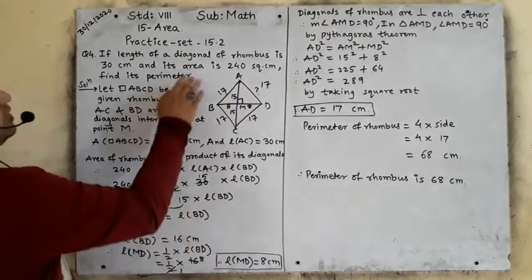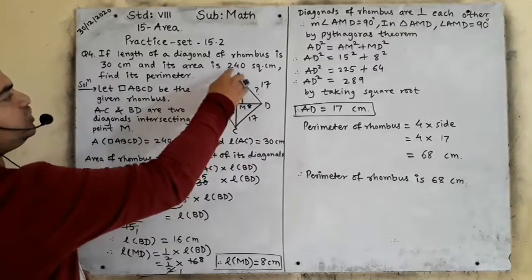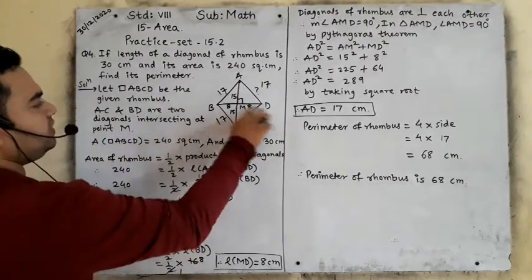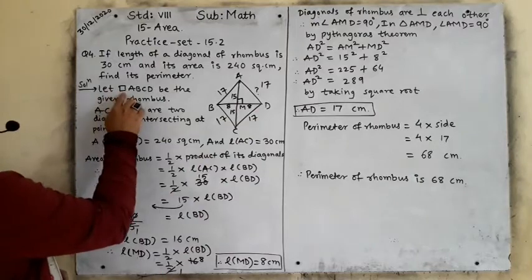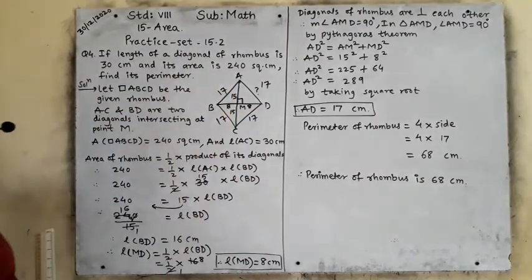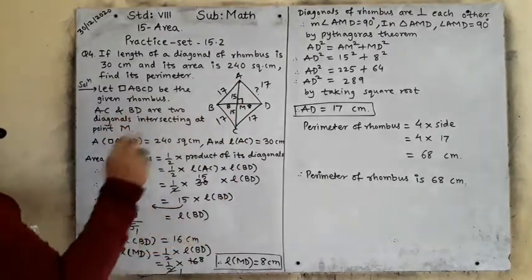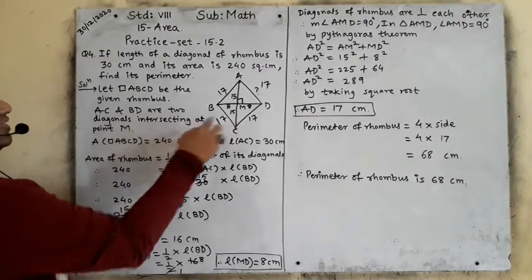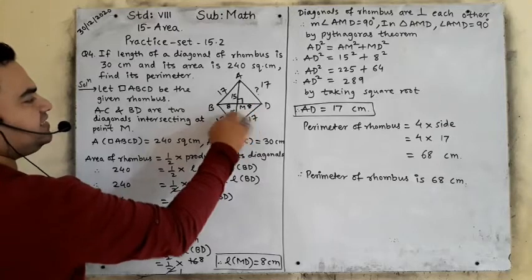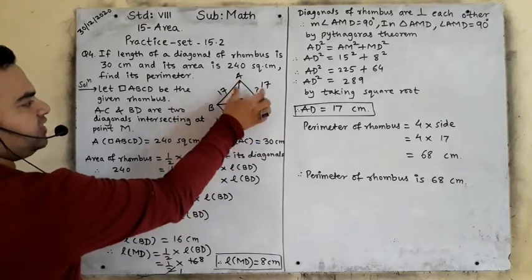Right. Now, the area of this quadrilateral, that means the area of this rhombus, is 240 square centimeter. So we will write here: let quadrilateral ABCD be the given rhombus. AC is the diagonal, BD is the other diagonal. There are two diagonals intersecting each other at point M, and the diagonals are perpendicular bisectors of each other. So this is 90 degree, angle AMD. So this triangle only we will use.